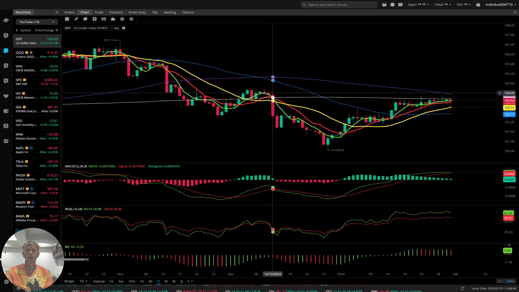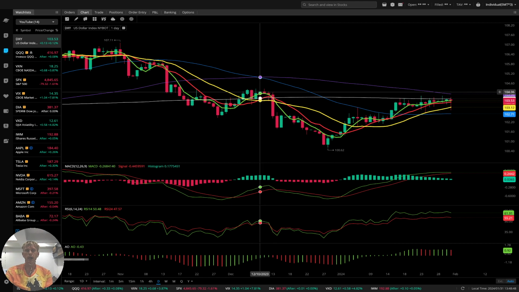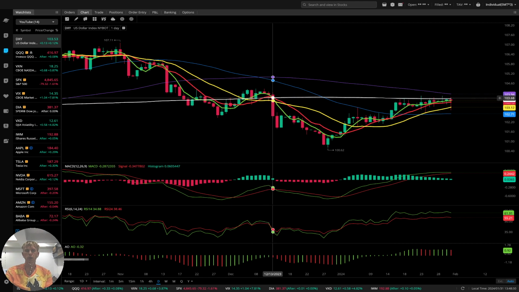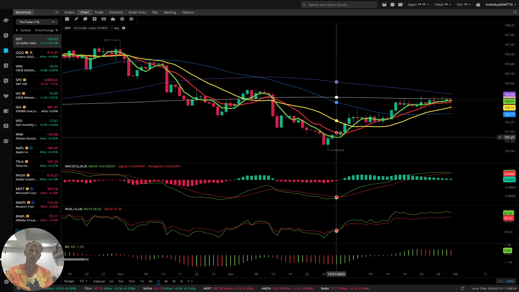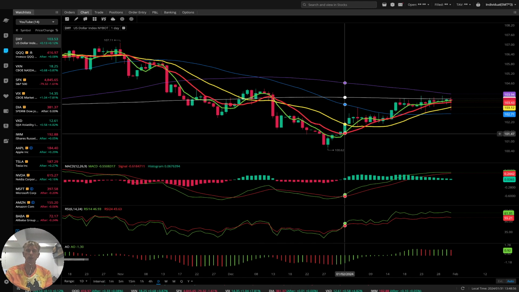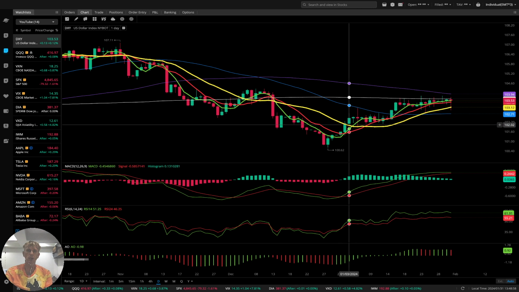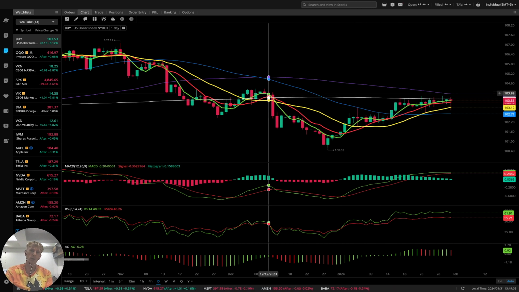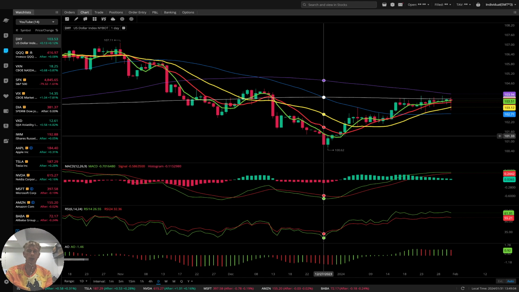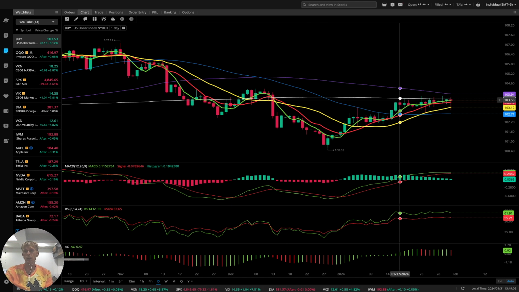Like on my screen, you see the MA5 green line did a bearish crossover of the red line. It's a bearish trend. When the MA5 green line did a bullish crossover of the red line, it was a bullish trend. While bars are above MA5, it's a bullish trend. While bars are below MA5, it was a bearish trend. So far, look at it.